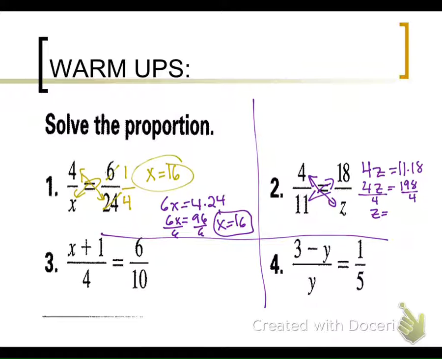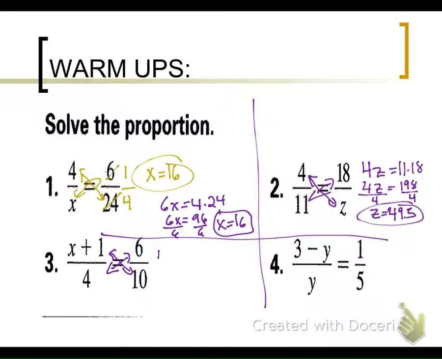Would somebody like to help her? 49.5. Nice job. Okay, over here we have our next group. Again, it's cross multiplication. You could either do what Mario did previously and reduce, or we can just multiply them out. So this time I'm just going to multiply them out.